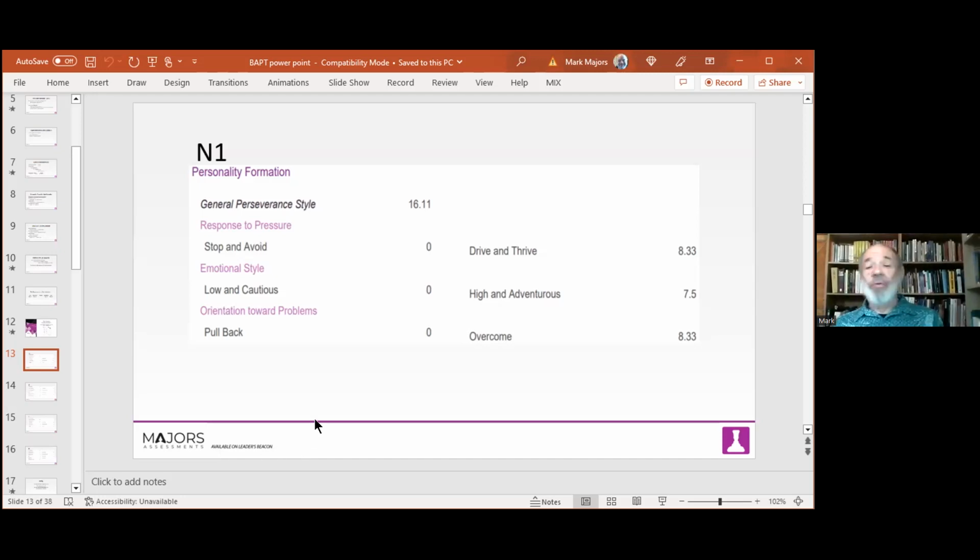Okay. So the first one here is the personality formation. It's the general perseverance. How does this person persevere? Nancy is a wonderful person. Her perseverance style is 16. And if you remember from the example of the scoring, it goes from plus 20 to minus 20. And so she's unusually high in her ability to persevere. And when it comes to response to pressure, she has no stop and avoid. So she's really just drive and thrive. She's a bulldozer. I hope that term works in the UK. Emotional style, she's very high and adventurous. People will call her bubbly and energetic. And when it comes to problems, she just goes right on through. She doesn't even see problems. She does extremely well, an extremely powerful person.